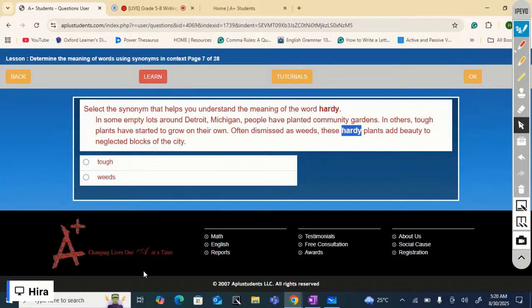Let me read the passage for you again. In some empty lots around Detroit, Michigan, people have planted community gardens. In others, tough plants have started to grow on their own. Often dismissed as weeds, these hardy plants add beauty to neglected blocks of the city. Do you know the answer?